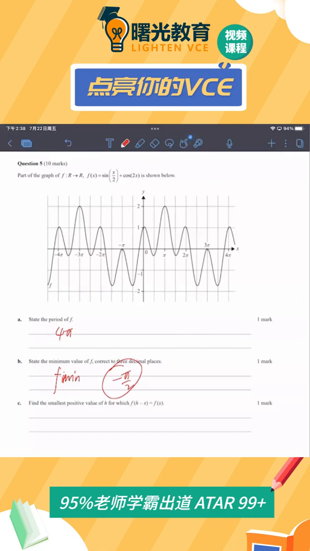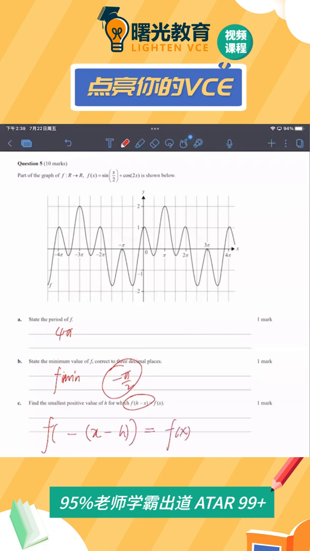Now part C, find the smallest positive value of h for which f(h - x) equals f(x). Now this one, if you think you have to find the period or something, no, all right, no. This is a typical transformation question. Let's convert the left side into -x minus h, and then that is equal to the original function.